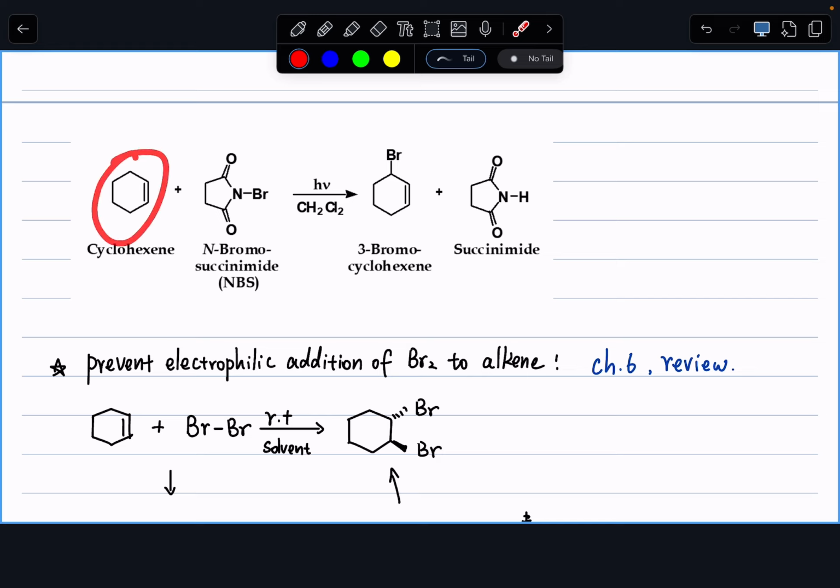So in this case, if we start from a cyclohexene, instead of using Br2 as the reagent, if we want to achieve allylic halogenation, we cannot use Br2 with light or heat as our reagent because of potential side reactions that can take place. All right, so these are the things you want to take into consideration when you're writing total synthesis processes. You want to eliminate as many side reactions as possible.